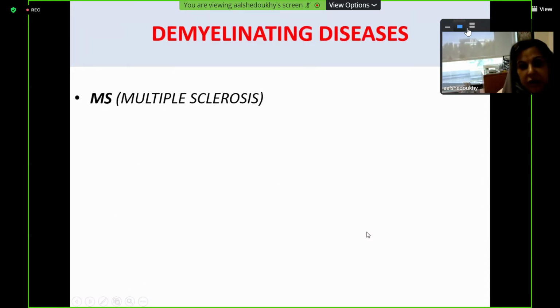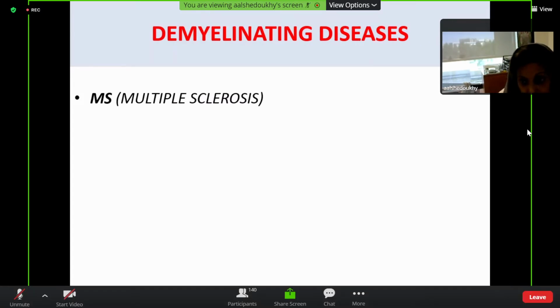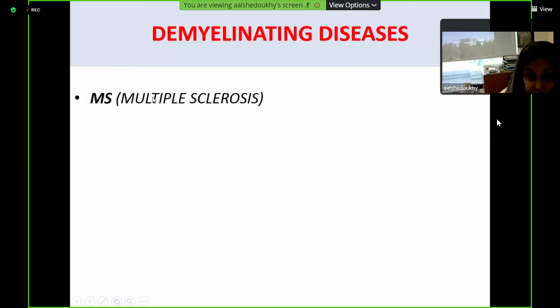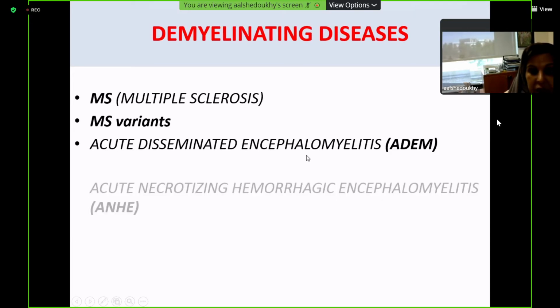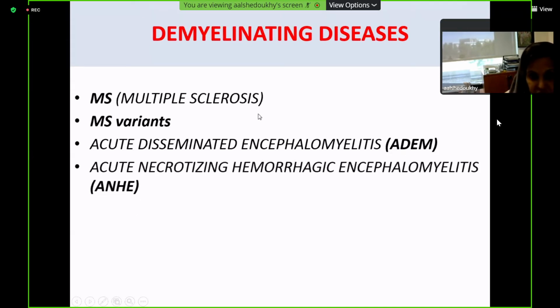So what are the most important demyelinating diseases that you as a medical student should know something about? Of course, the list is huge, but the most important ones will be listed here. The most important one is multiple sclerosis. Then you have another called multiple sclerosis variant. It doesn't have the full-blown picture of multiple sclerosis, but it's in between or borderline. So it's another topic. And then you have something called acute disseminated encephalomyelitis. This is a dangerous disease.